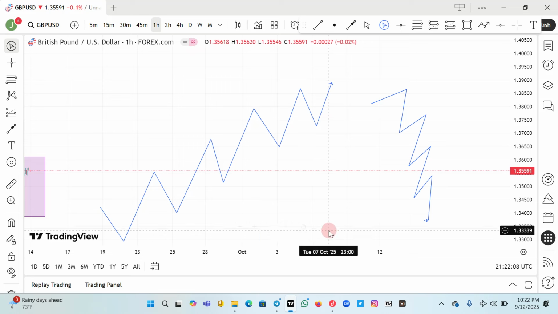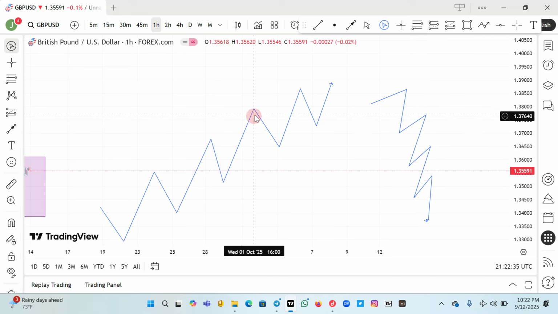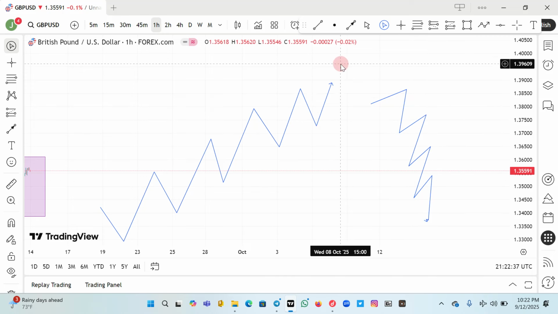And anytime we have a break of structure to the downside, we have the letter A shape. Look at the letter A shape, letter A shape, letter A shape. So we always have the letter A shape whenever we have a break of structure to the downside, while the break of structure to the upside gives the letter V shape.